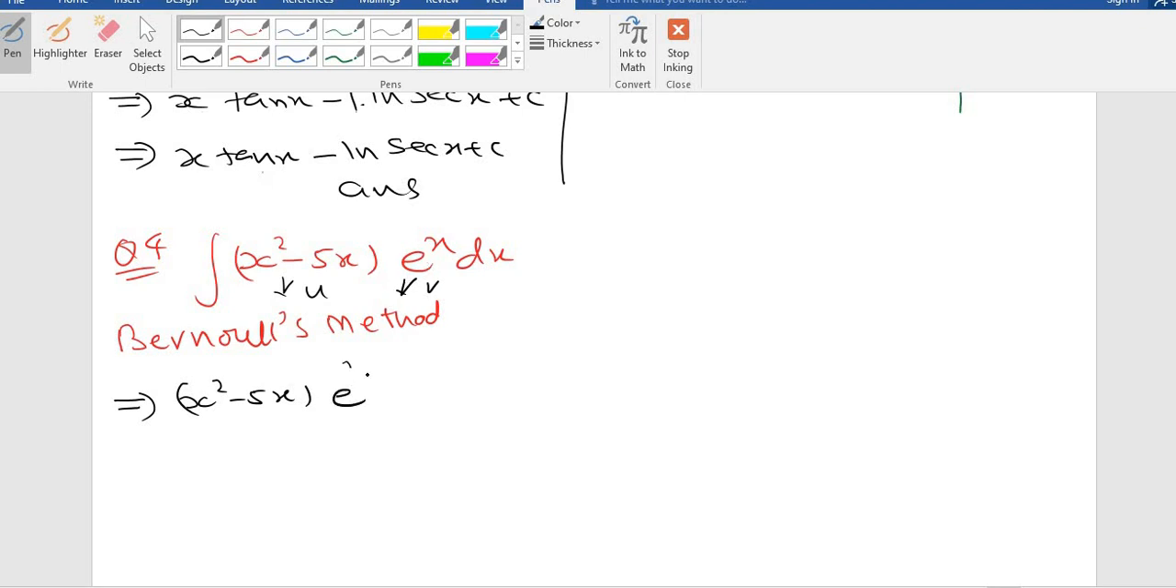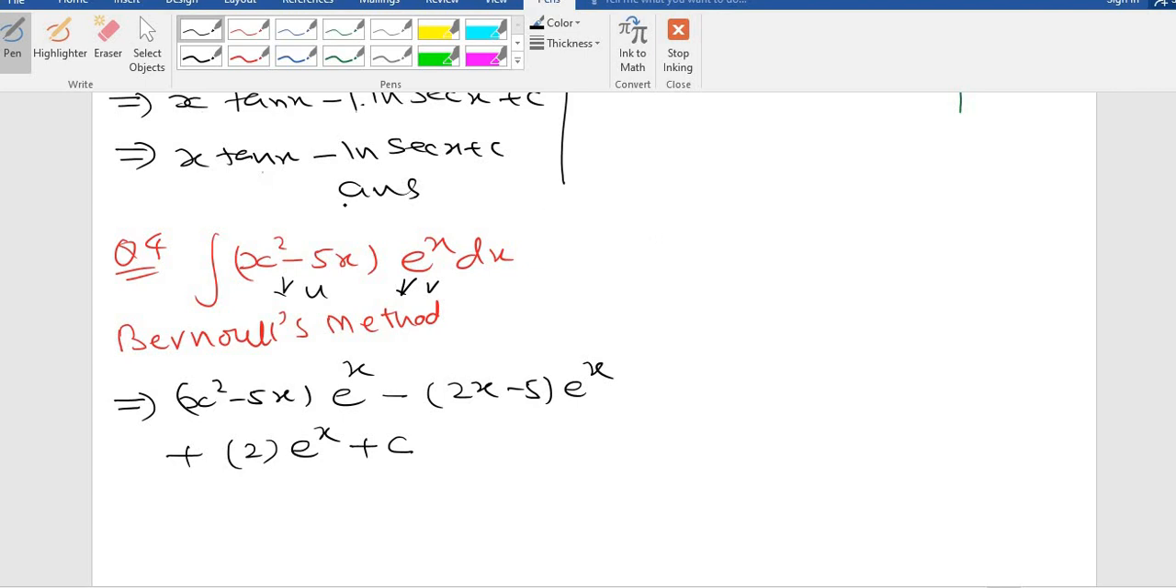power x. Integration of e power x is e power x, plus minus differentiation of x square minus 5x, which is 2x minus 5. Again integrate it. See that one, differentiation not finished, so again you have to do plus differentiation of 2x minus 5, which is 2, e power x. Now differentiation of 2 becomes 0, so no need to write the next step, plus c. This is the answer of that question by using Bernoulli's method.